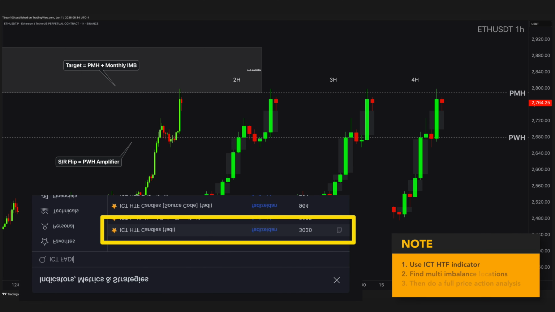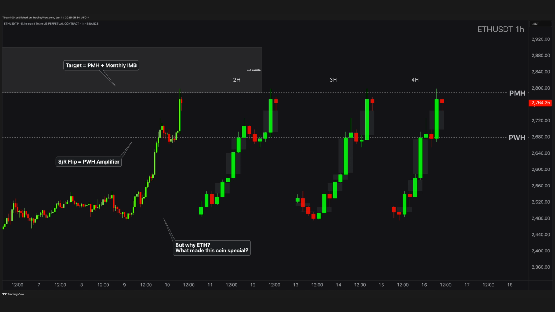Basically, I just used the ICT high time frame candles indicator to find out this coin. This indicator lets me find tradable assets quickly. After that, I am doing all the analysis. This is how you find anything tradable before anything: coins, Forex, or even Nasdaq. This is how you select good tradable assets. So the moment you notice the multi-level imbalance locations like here, then you can open the asset and do the further analysis.